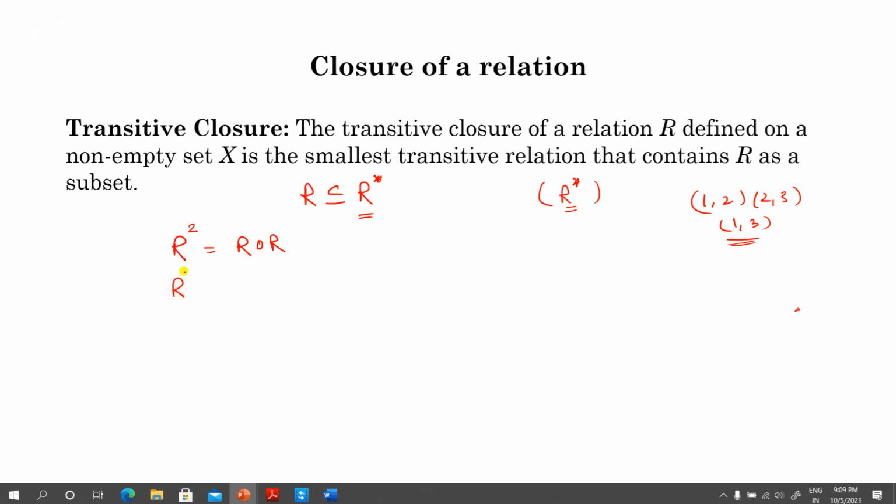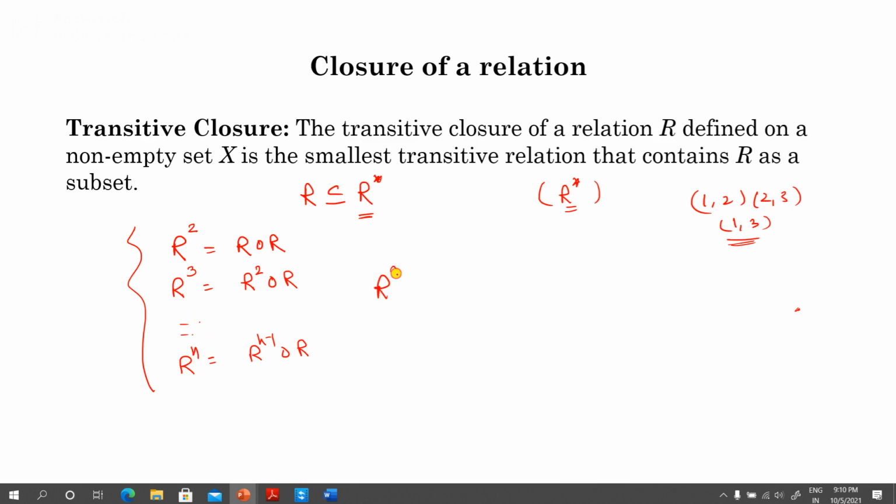Now find R cube. This will be R square composition R, and repeat this up to Rn because n elements are there. This is R(n minus 1) composition R. So this will include all these possibilities. It is not necessary that you have to go up to Rn. It may be possible that the process will terminate. You will get the same set after a particular step, so no need to go further. This will depend on the example. So in this way you can find R square, R cube, up to Rn.